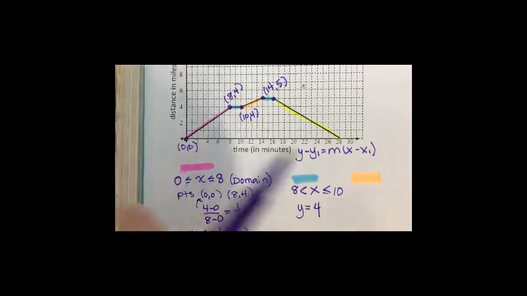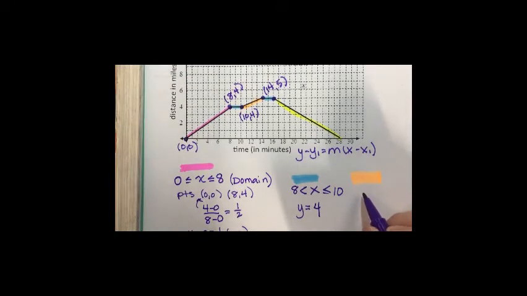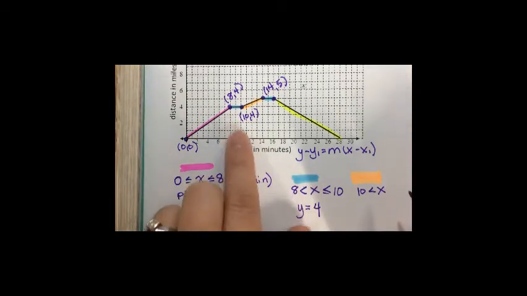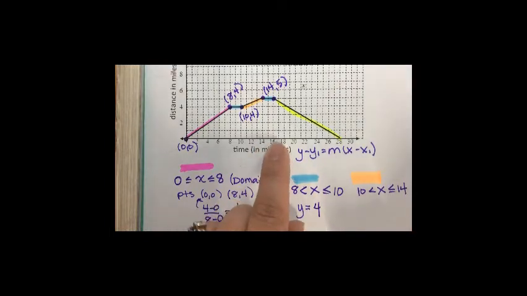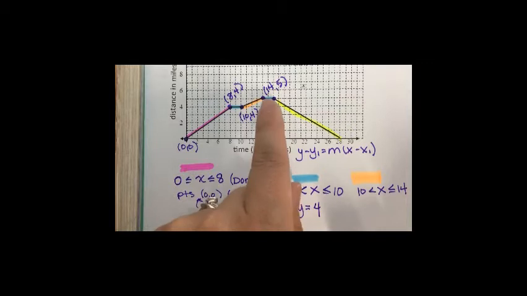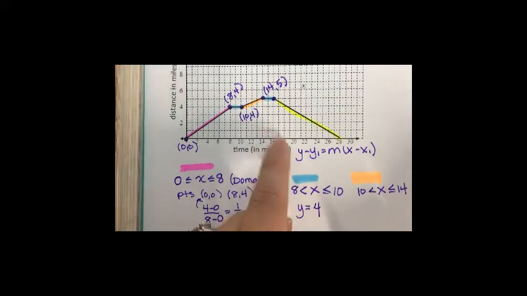Let's talk about the domain again. We're starting at 10 minutes. We included 10 minutes last time, so we're not going to include it this time. And she did that for 4 minutes, so we're going to go up to and including the 14th minute, and you can see that's where this one ends right here, minute 14.